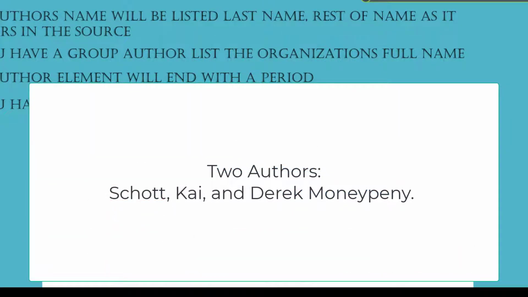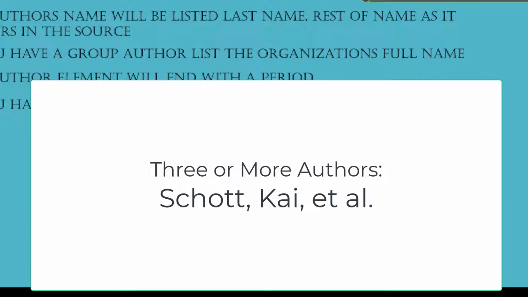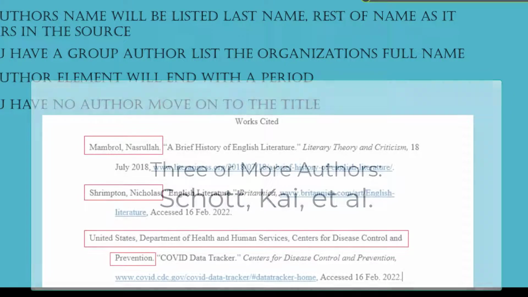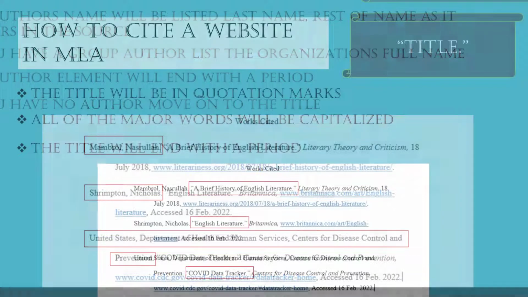If you have two authors, list the first author the same as you would for one author, followed by a comma and the word "and." Then list the second author as their name appears on the source. If you have three or more authors, list the first author as we've done before, followed by a comma and the word "et al." This just means there are more authors. The author element will end with a period. In the rare case where no author can be found, skip this element and move on to the title.